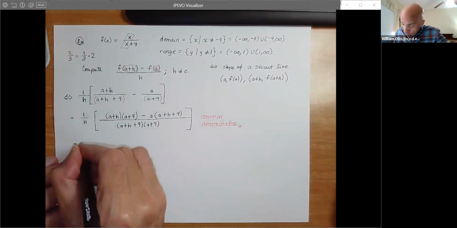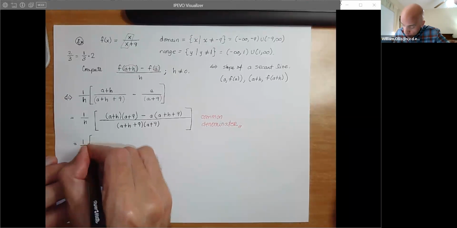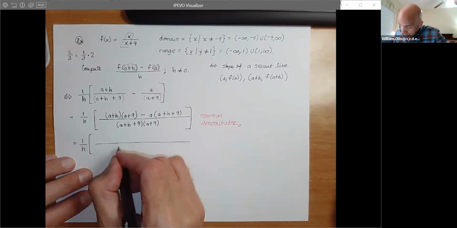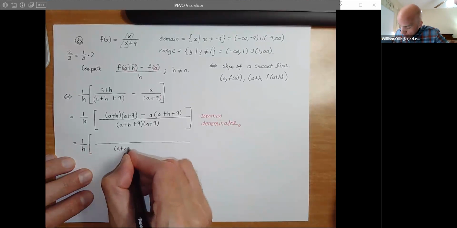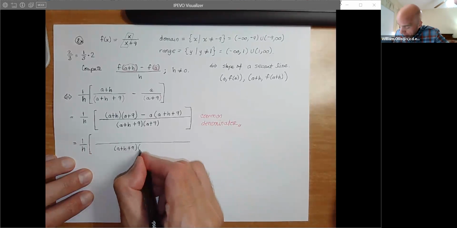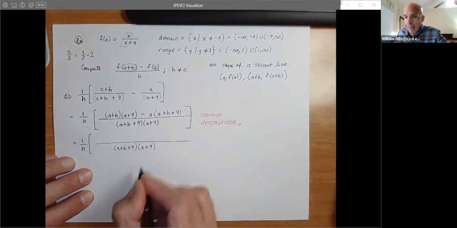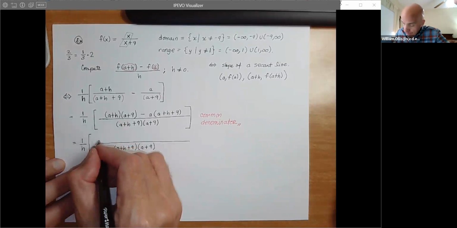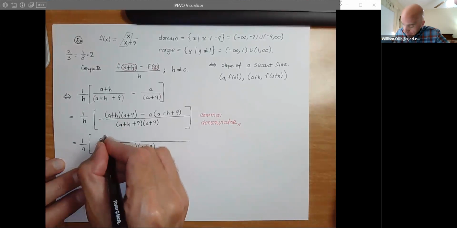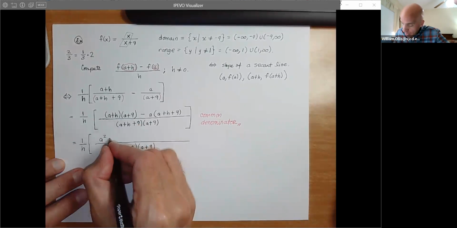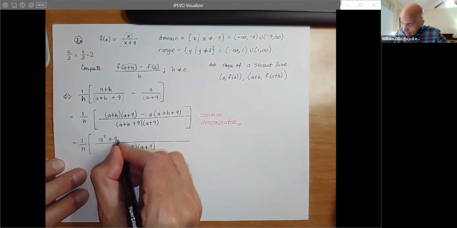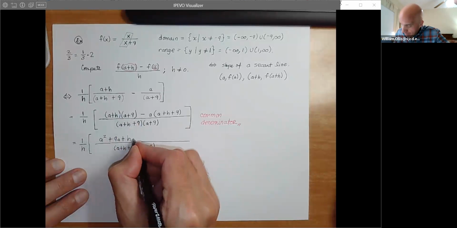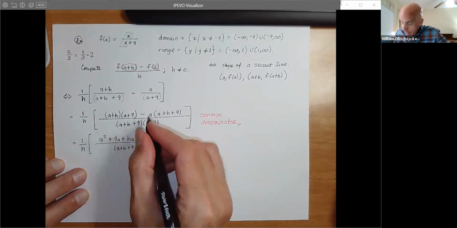So now, remember we have the 1 over h because we just don't want to deal with it right now. So go ahead and do your fraction bar, a plus h plus 9, a plus 9. And now let's go ahead and multiply everything out. So we have an a times an a, a squared. We have an a times a 9, so that's plus 9a. And then we have an h times an a. And then we have an h times a 9.